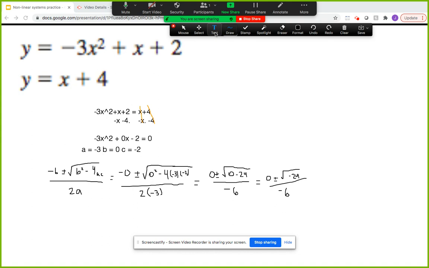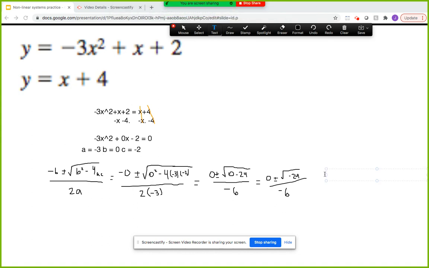solution to this problem. Meaning that if we were to graph this quadratic here and then graph this line here, the quadratic and the line would never touch or intersect one another. So we have no real solution.